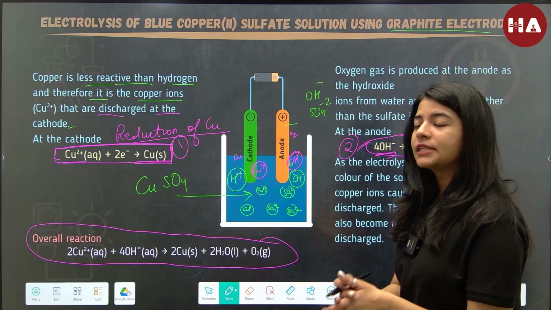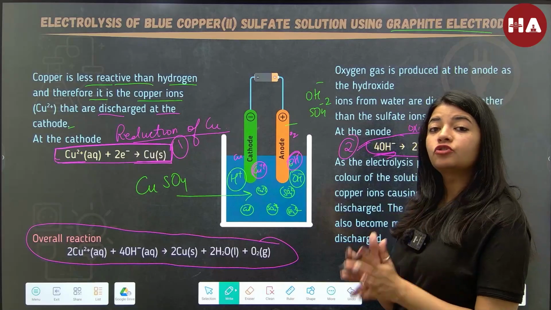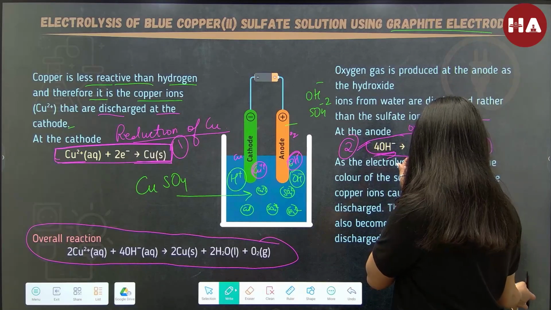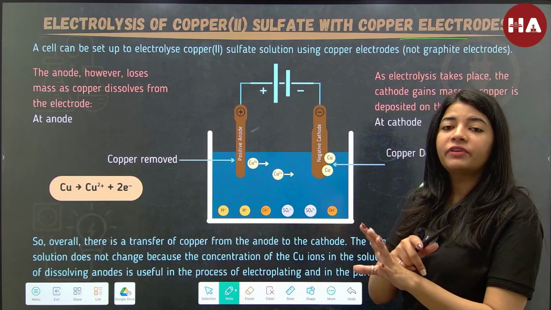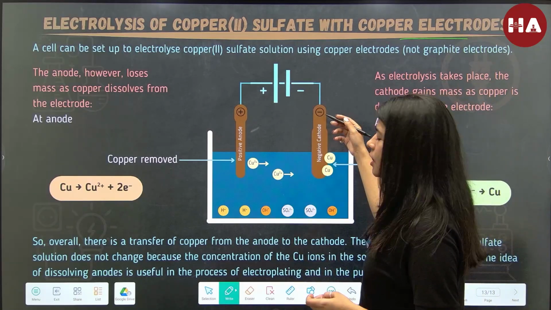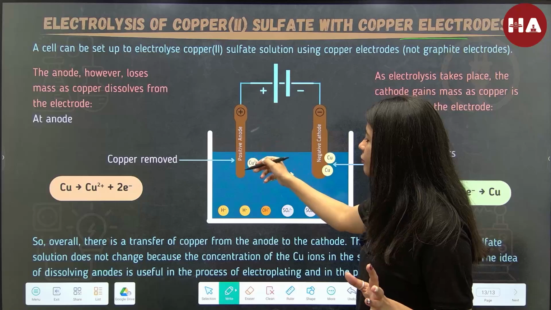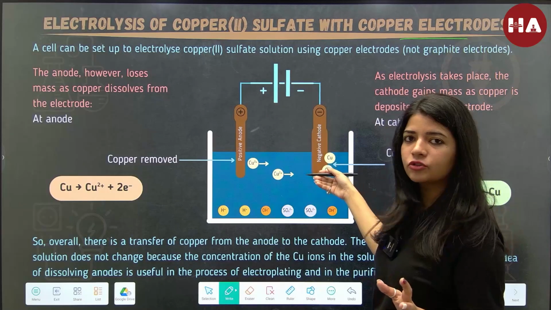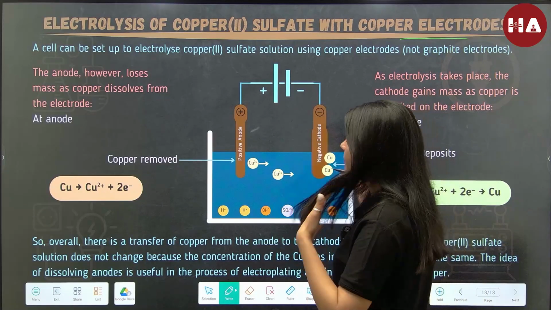Okay, so I hope this is clear. Now let's move on to the electrolysis of copper sulfate using copper electrode. Okay, so if we are not using graphite electrode, we can also use metal electrode like copper. Okay, in this case what happened? This is made up of copper only, and so is this electrode. What will now happen? Let's check.